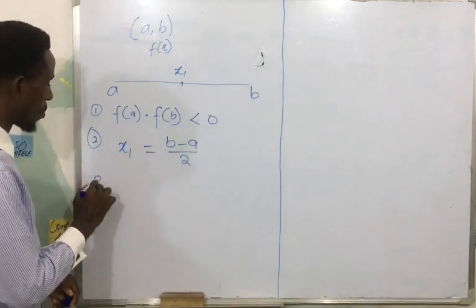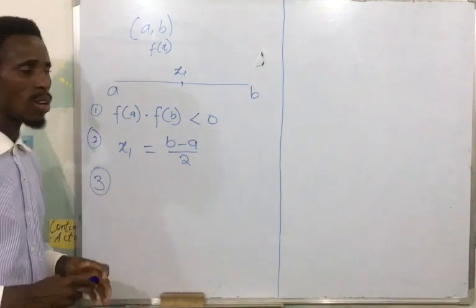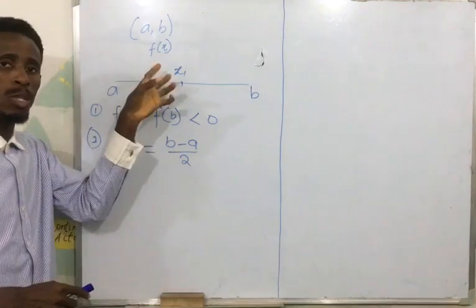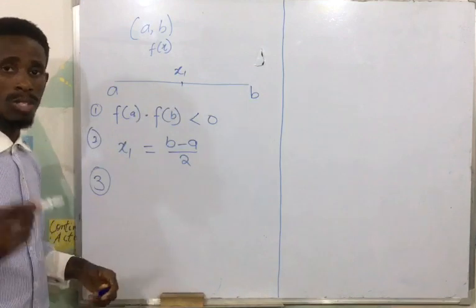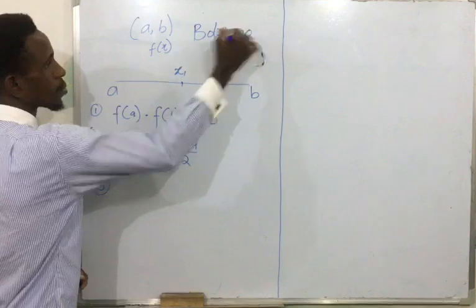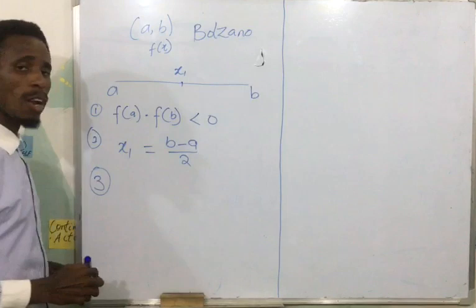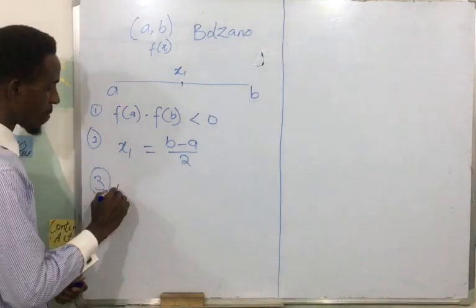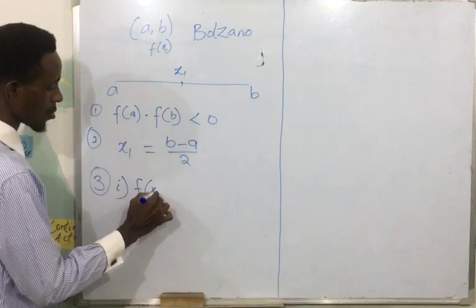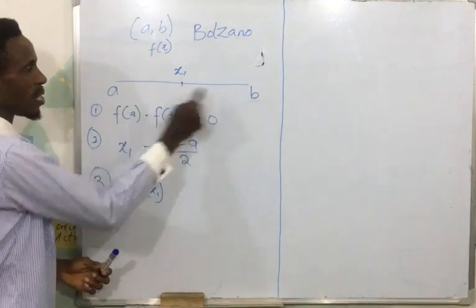Then the third step in calculating the root of a function, when a function is given to you, to use numerical analysis to calculate the root of the function using Bolzano. So using Bolzano's bisection, the third one, I have 3 cases here. The first case is this. My f of x1, that's the midpoint between these two intervals.